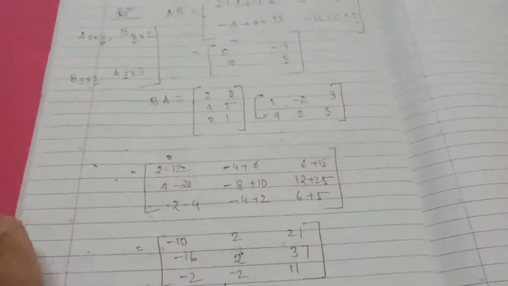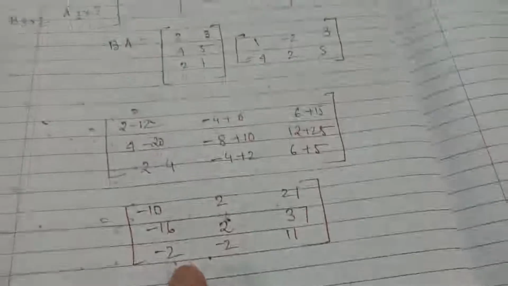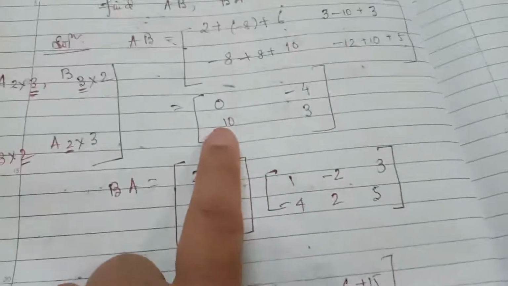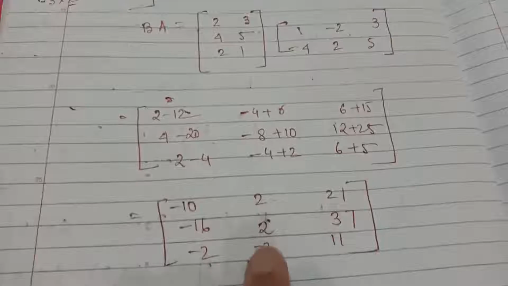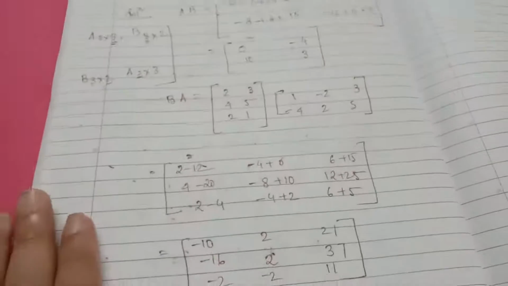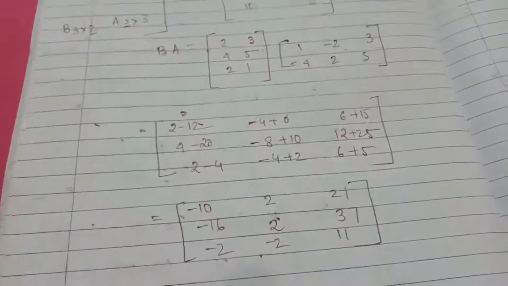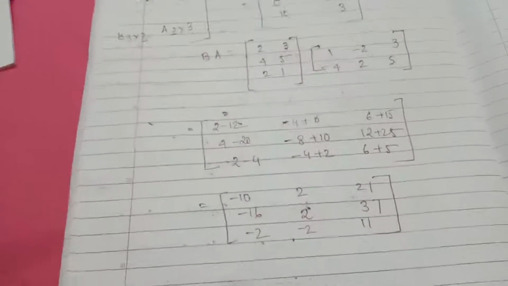I have taken two examples just to explain how to find AB, BA, how to multiply two matrices. Now one thing you see, this is AB, A into B, and this is B into A. Clearly AB and BA are not equal. The order of AB is 2 by 2, the order of BA is 3 by 3. So AB and BA are not equal. Okay, so matrix multiplication is non-commutative. AB and BA may not be equal in case of matrices.